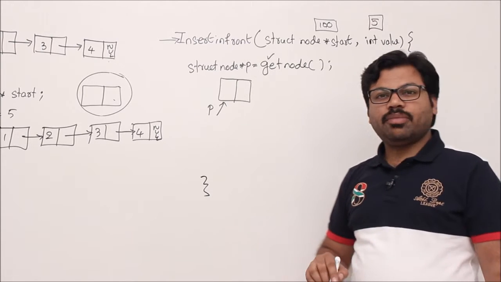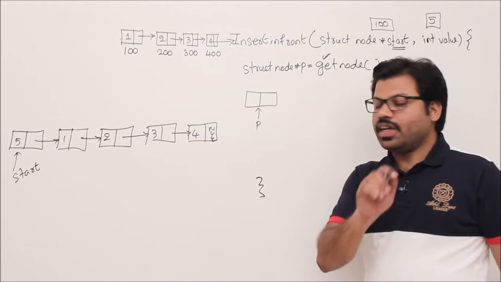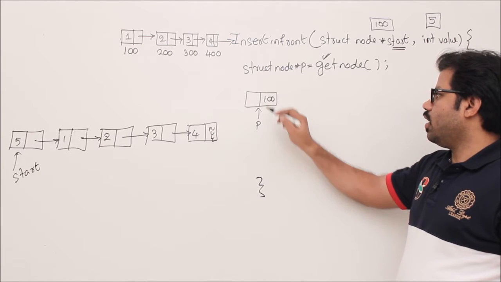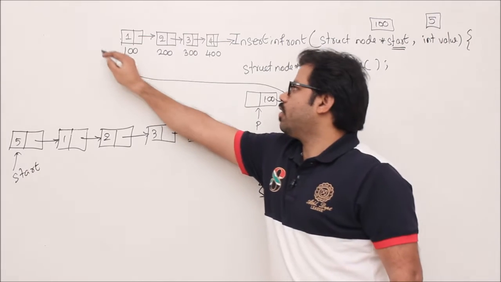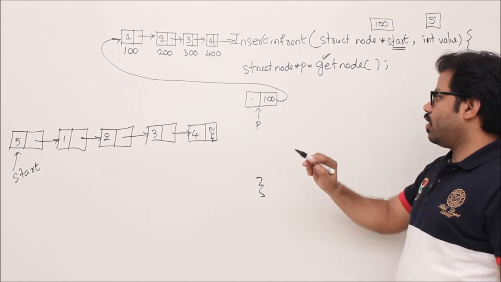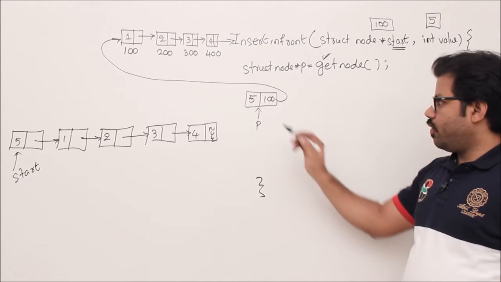Now next step is what? We have to link it in front of the list, correct? To do that, we have to fill here 100. If I fill here 100, what happens? You see, this will point to here. Yes. So this becomes the first node. Now we have to write the value here. So what is the value we would like to write? Let's say 5. Then we write it.